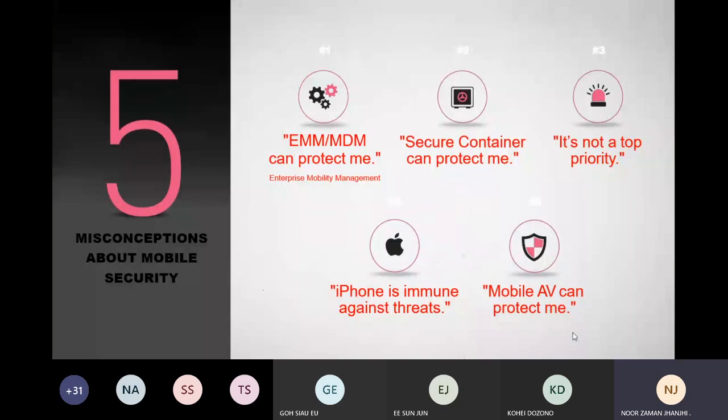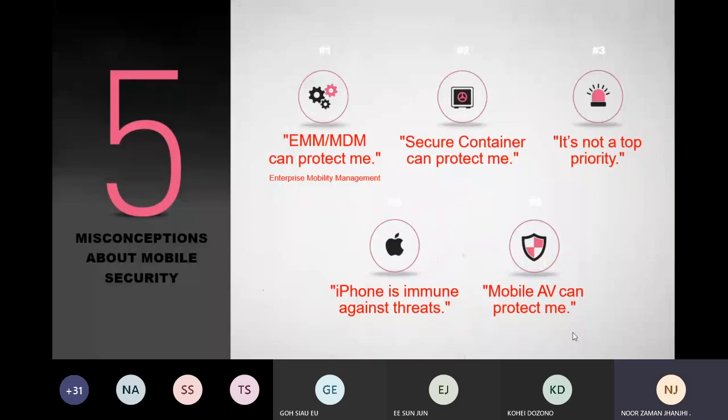Number 2 misconception is that we have a secure container that can protect us. Secure container is a concept by the server companies. What it is, you will learn in a few minutes. And a few of the users have another misconception. They feel that security is not a top priority. Everybody is talking about security, but it's not a top priority, the world is working, not an issue. This is a misconception, and we can also call it ignorance.